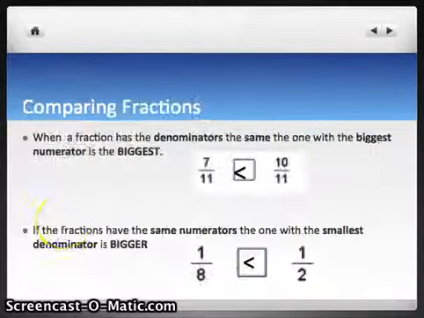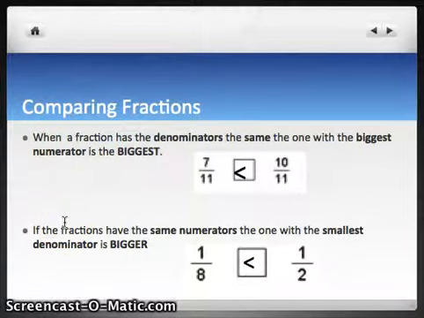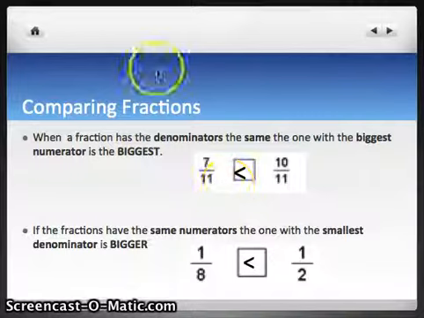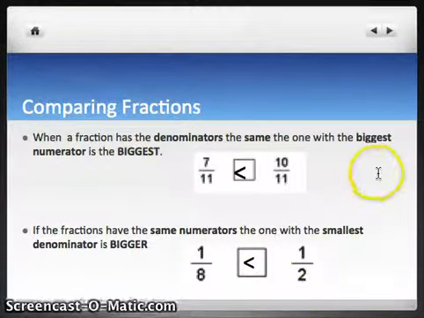Remember our tips. Once you get common denominators, the one with the biggest numerator is the biggest. But if they have common numerators, then you don't need to find a common denominator, because the one with the smallest denominator is the biggest. These are the 2 rules that you would like to memorize and lock in your file cabinet.